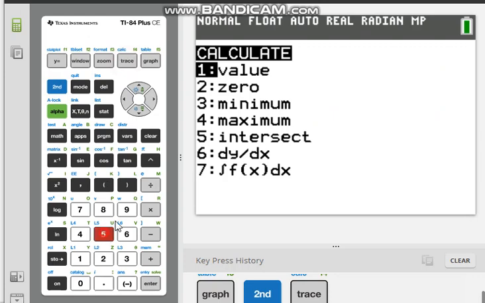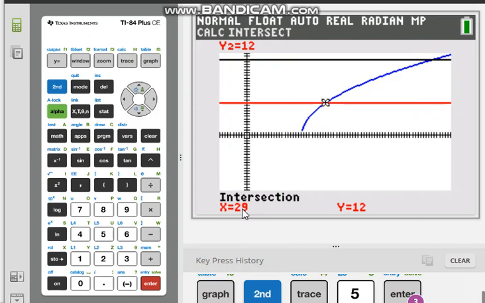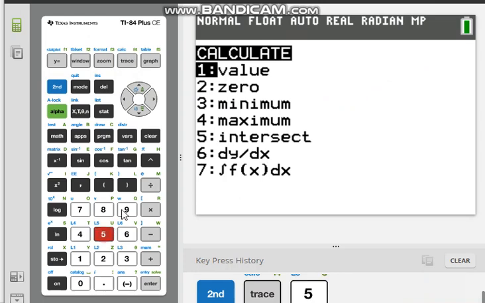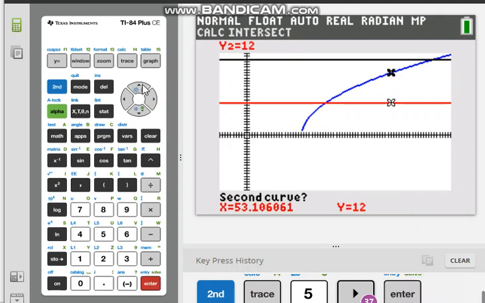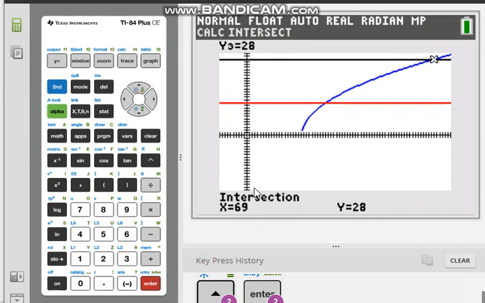So the first intersection is when X is 29. And the second intersection, I have to make sure that I'm selecting the correct curves now that we have 3 on the same screen. So hit enter on the curve, the blue curve, but don't hit enter on the red line. Okay, and then enter, enter until you found the intersection, which is at x equals 69.